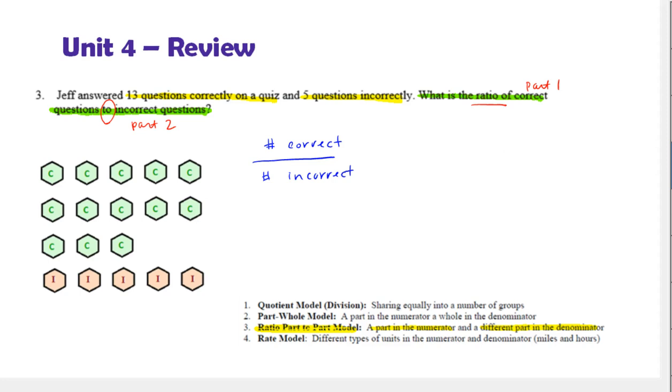Okay. So this diagram represents this. There's 13 marked C for correct and 5 marked I for incorrect. So it's 13 over 5. Notice the total number of questions is 18. So what percent or grade Jeff might get would be 13 out of the 18. But this is comparing how many correct to the number of incorrect. Let's look at the next one.